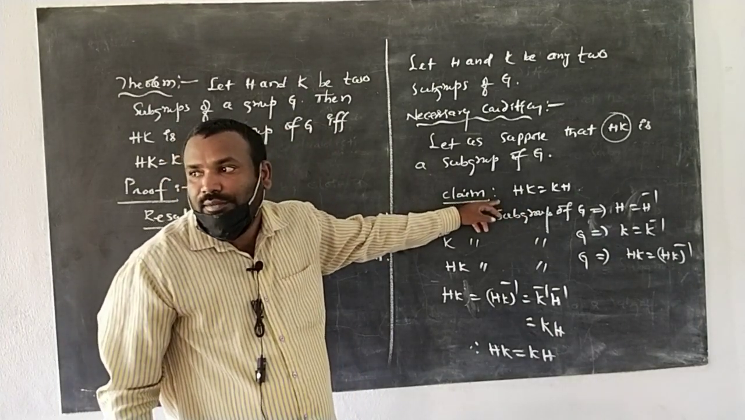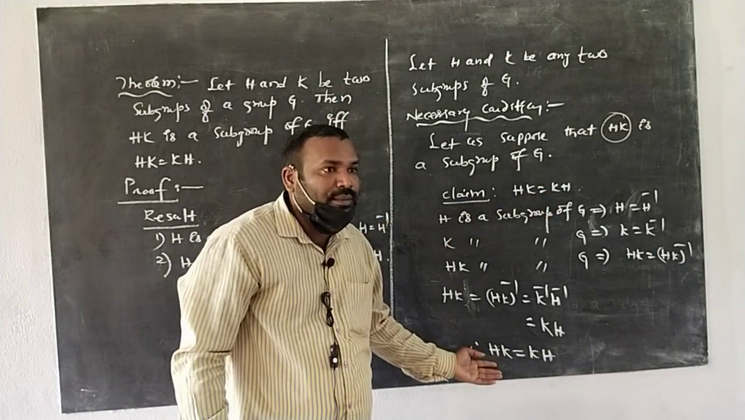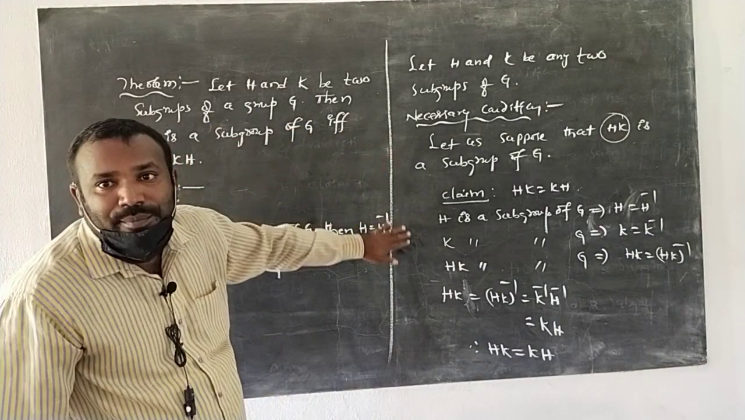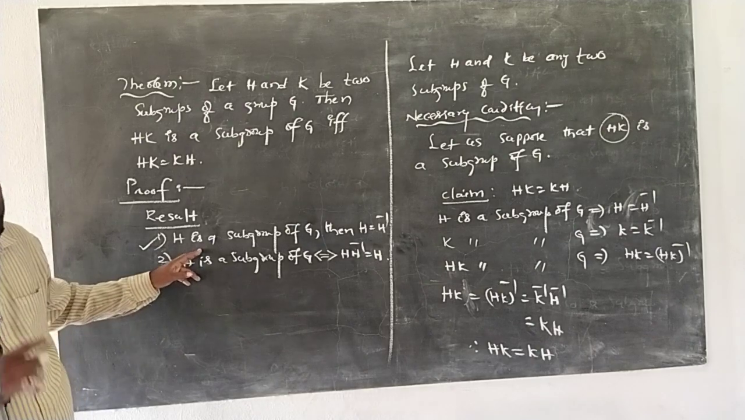Understand? So in this part we are going to prove HK equal to KH. That is what we obtained. Okay, let me explain one more time. So in this necessary part we make use of this result. If you know this result, you can prove this necessary part.